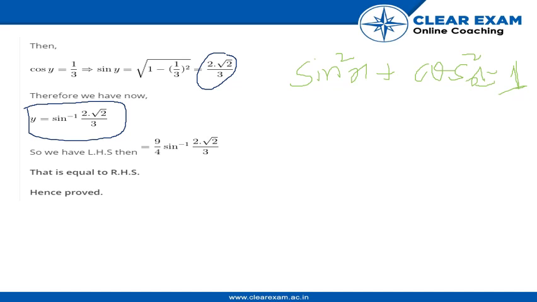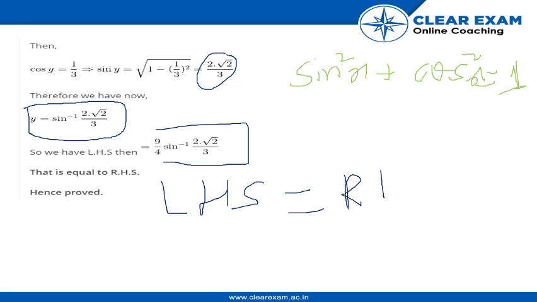And what do we do now? We just replace the value of y with sine inverse 2 root 2 by 3, and our final answer comes as 9 upon 4 sine inverse 2 root 2 by 3. Hence we proved that LHS is equal to RHS, and our proving is done.